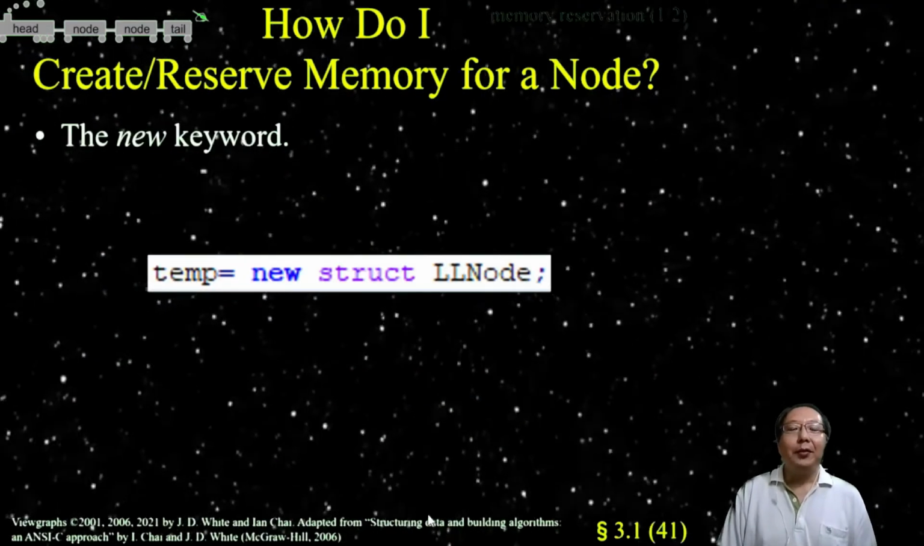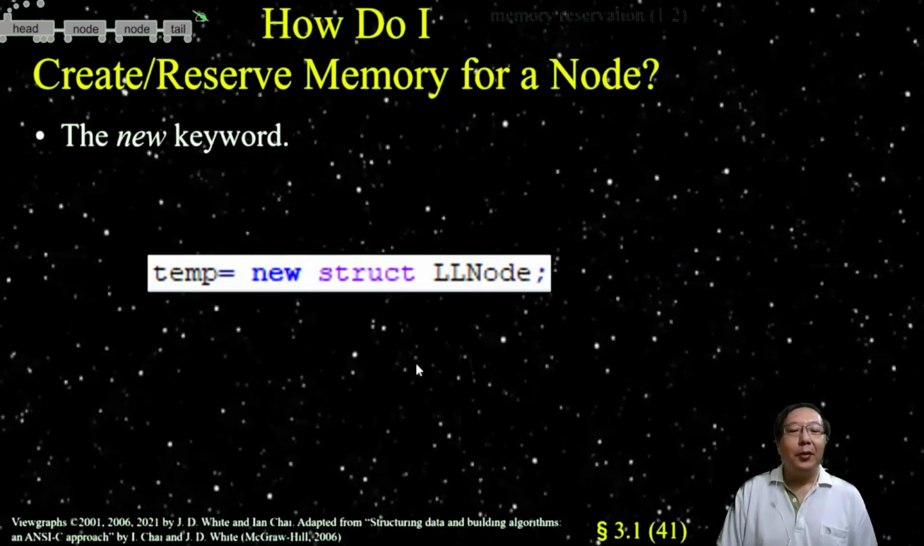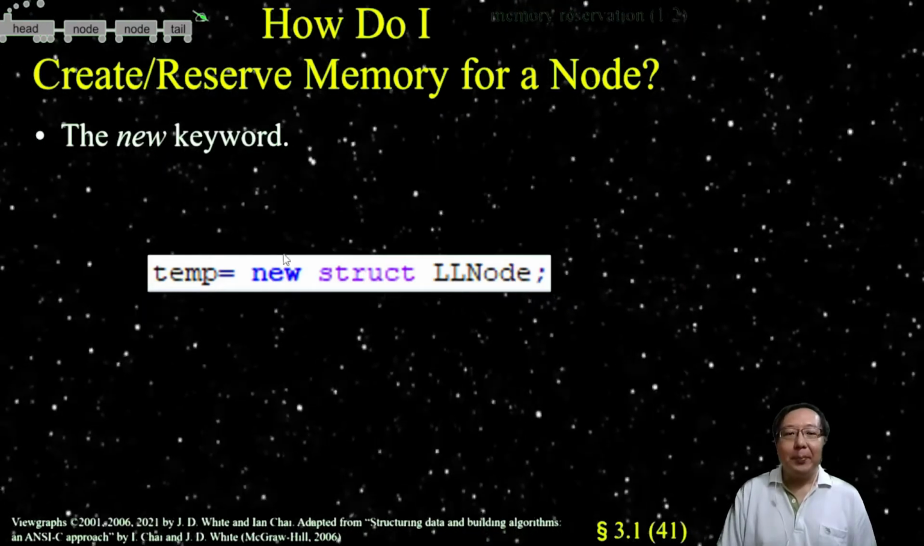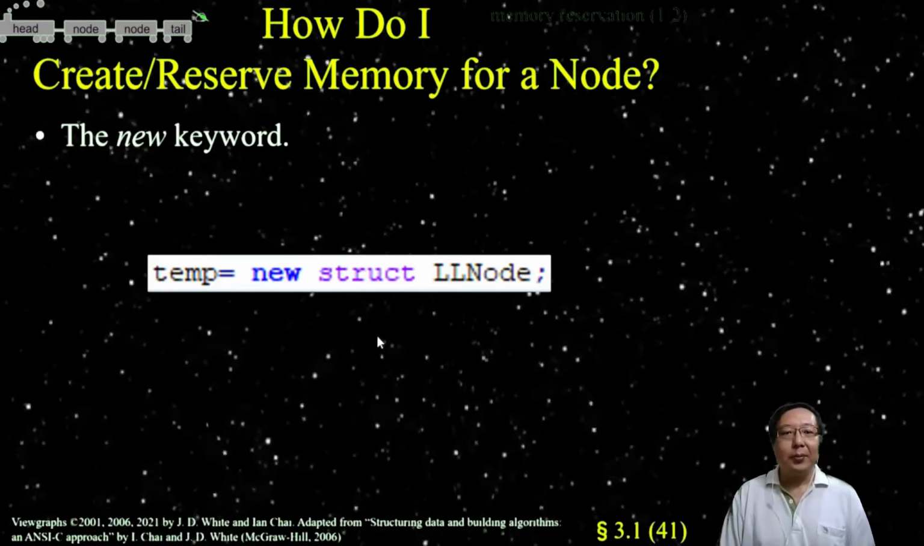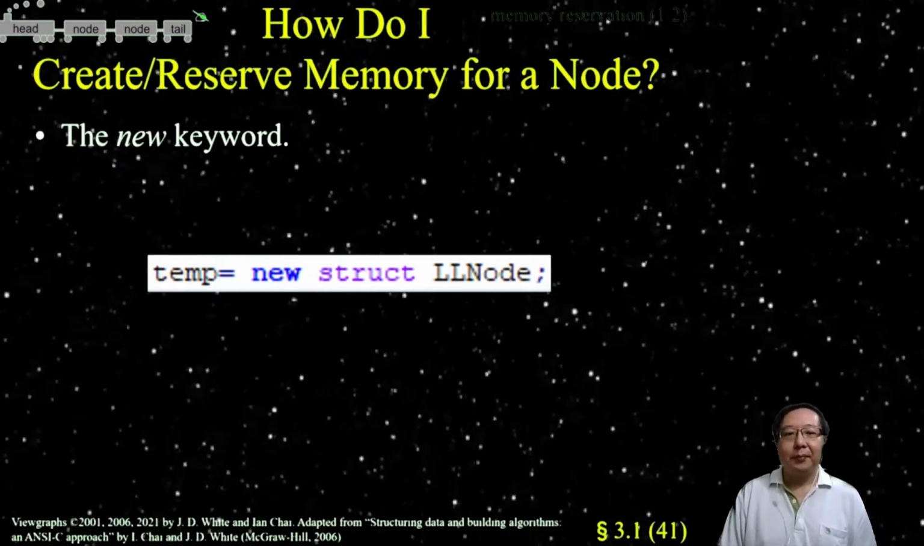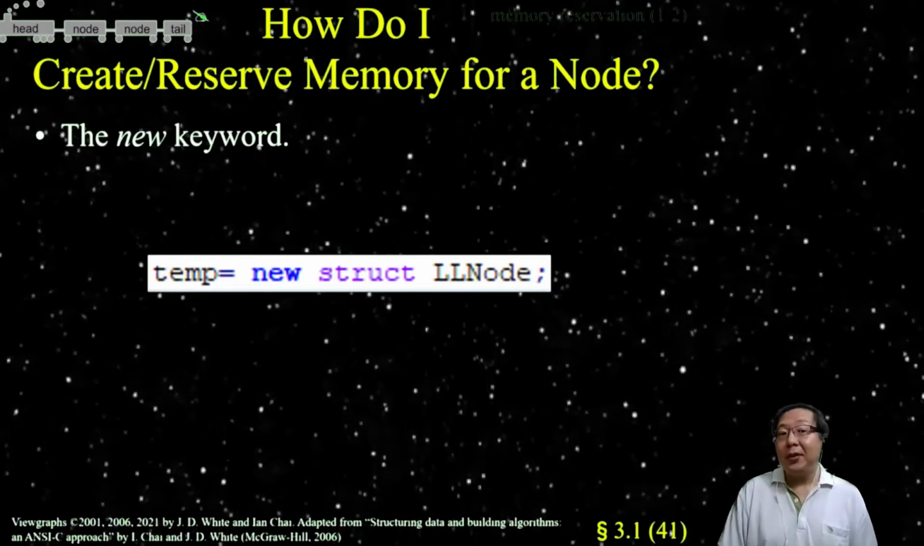So how do I create or reserve memory for a node? We use the new keyword in C++, new, and then the node. This is what we use in C++, which is different from C. C used malloc.